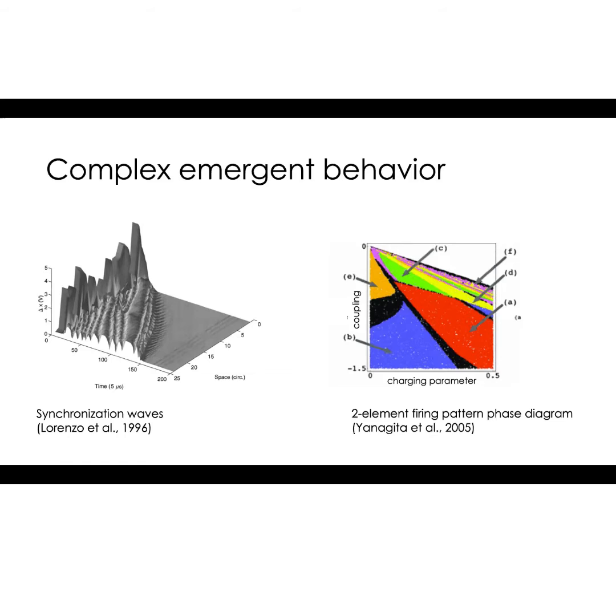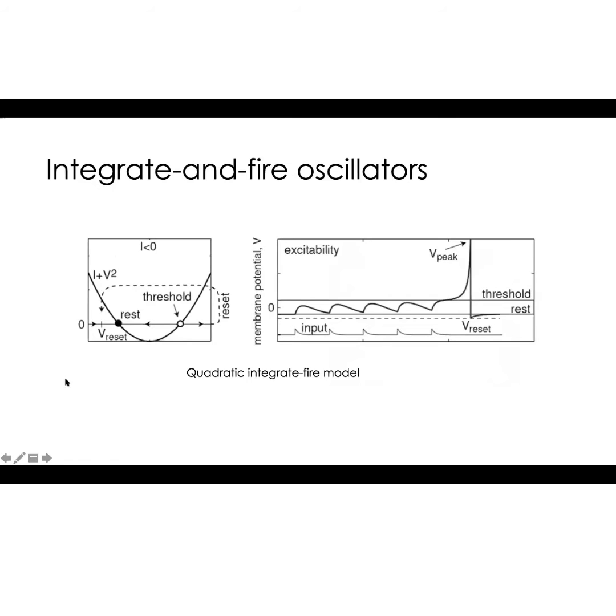And this phase diagram is a good segue because these are something called integrate and fire oscillators, which is the oscillator model that we have used for the earthquake cycle. So what is an integrate and fire oscillator? Well, the ones you might be most familiar with are neurons in your brain, or heart cells, or a few different kinds of electronic elements.